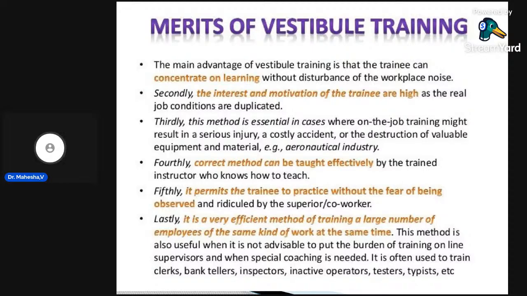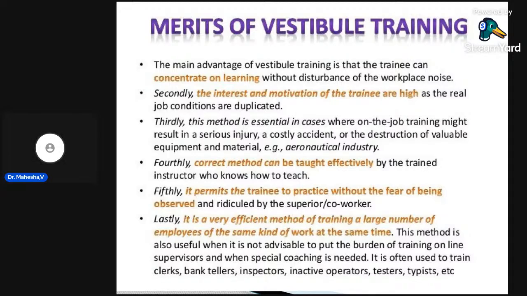Because in order to avoid all these things, they take these employees to a separate environment where individually they are allowed to perform and nobody is observed or supervised. Just an instructor instructs them or gives certain feedback to make use of those facilities. At the end, it is a very efficient method of training a large number of employees of the same kind of work at the same time.